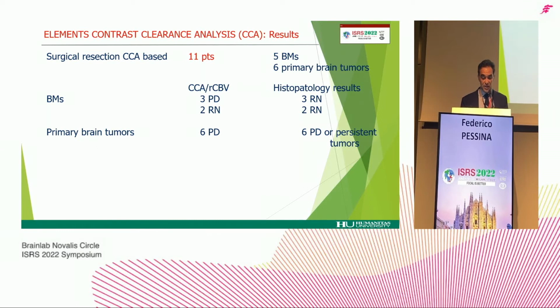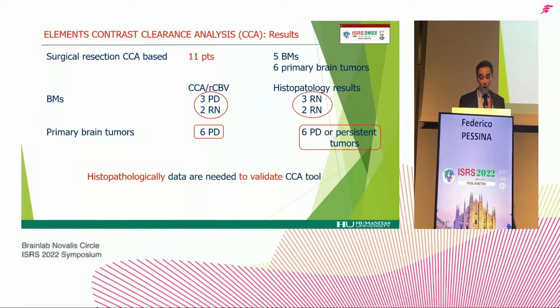Some results regarding patients: 11 patients underwent surgical resection, 5 brain mets and 6 primary brain tumors, essentially glioblastomas. Regarding brain maps, both CCA maps and diffusion MRI techniques hypothesized this kind of result, 3 progression disease and 2 radiation necrosis. While the histopathology results were a little bit different regarding the brain mets, in comparison with the 100% of correspondence in intrinsic brain tumors.